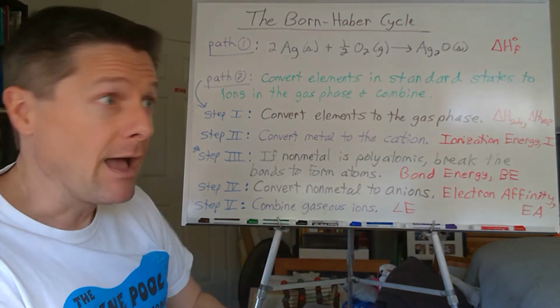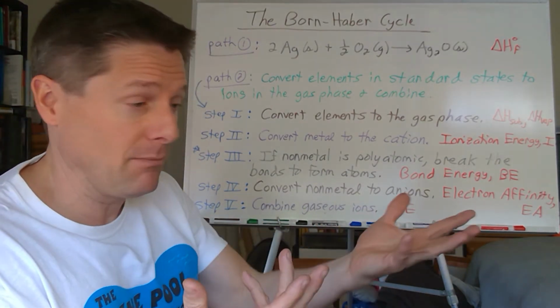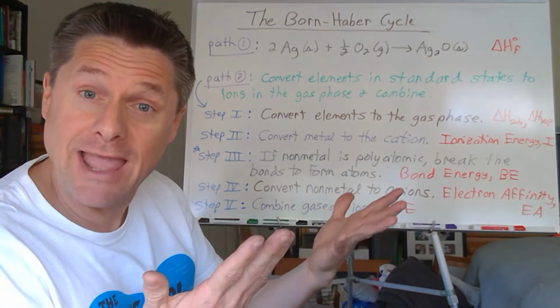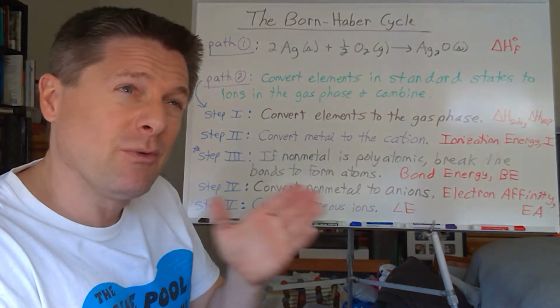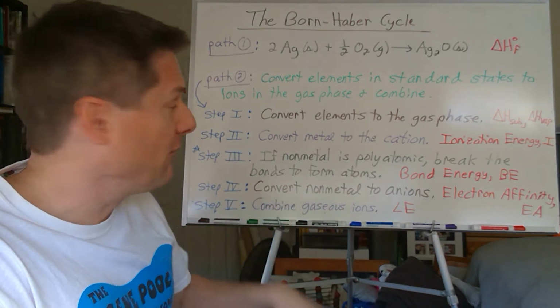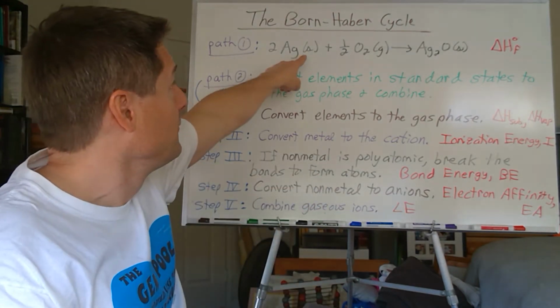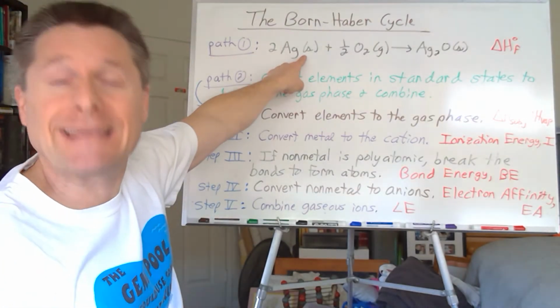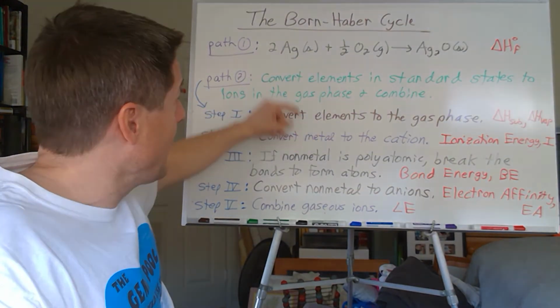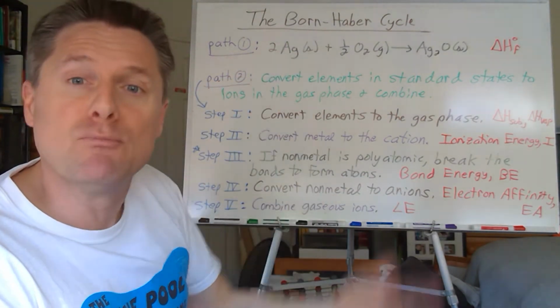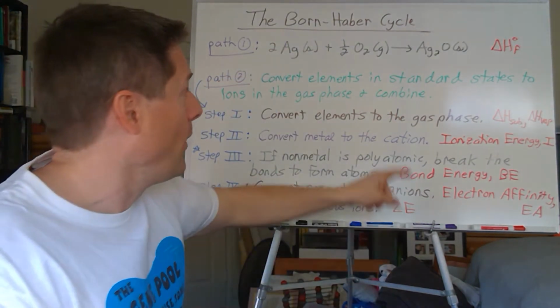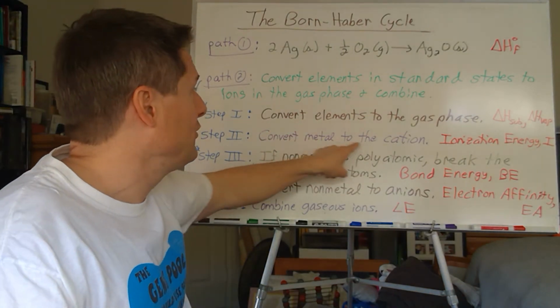All right, easy. I've got my metal and my non-metal in the gas phase now. Step 2. You can do the non-metal first or the metal. I just like to do the metal first. I've got to get that metal and convert it into a cation. So for example, for silver, we would need to get that into the +1, meaning we'd need to remove electrons. Convert the metal to the cation.